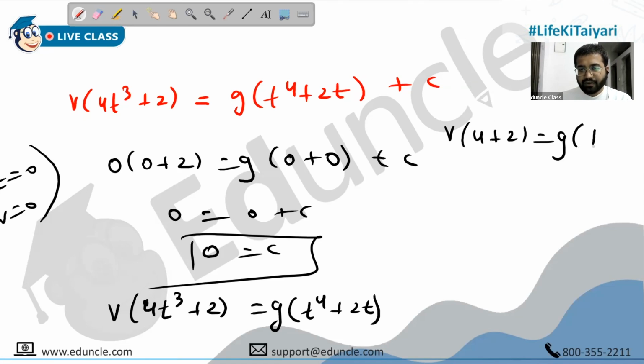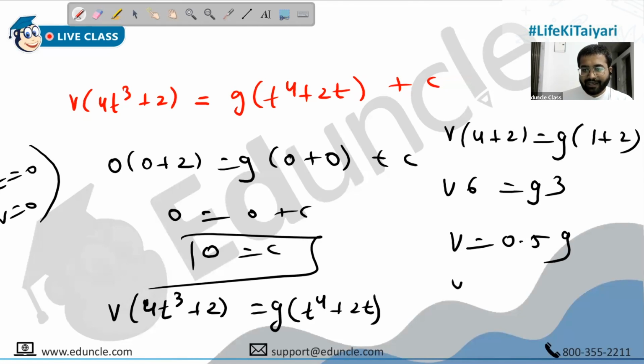This is g into 1 plus 2. So v into 6, this is g into 3. So v is 0.5 times gravity. Everything was in CGS if you remember. Gravity is not 10, people. Gravity is 1000 grams per centimeter square. Just a second. It's not 9.8 meter per second square, it's 980 centimeter per second square. 1000 basically. Okay, so this is 500 centimeter per second.